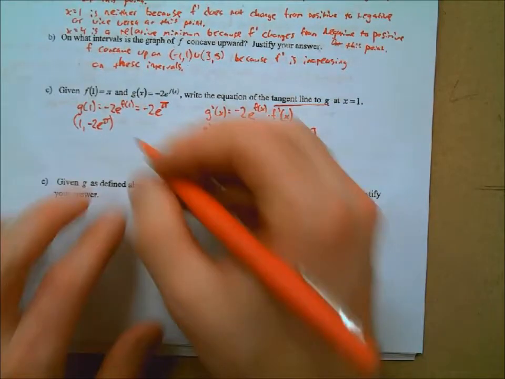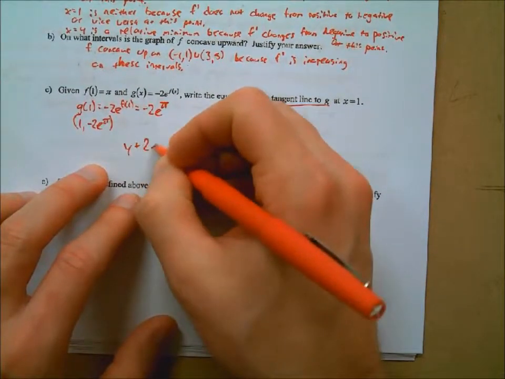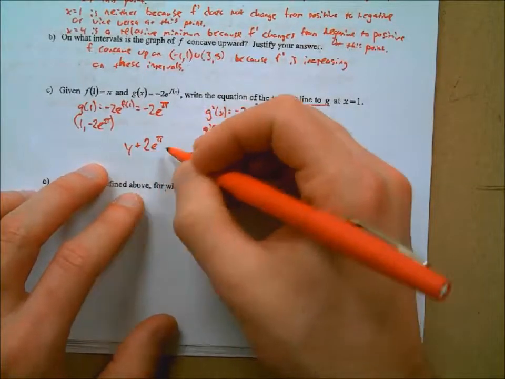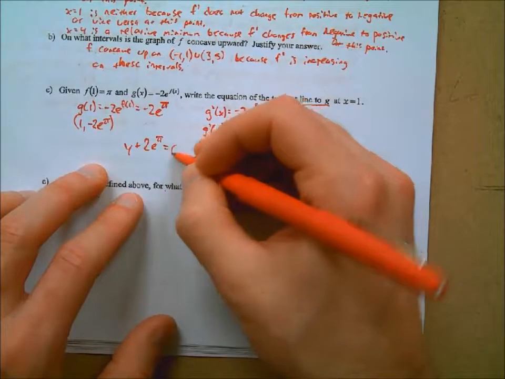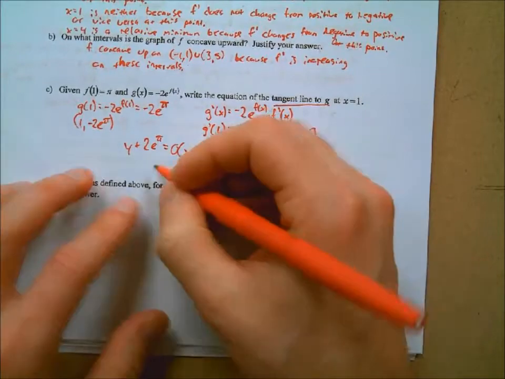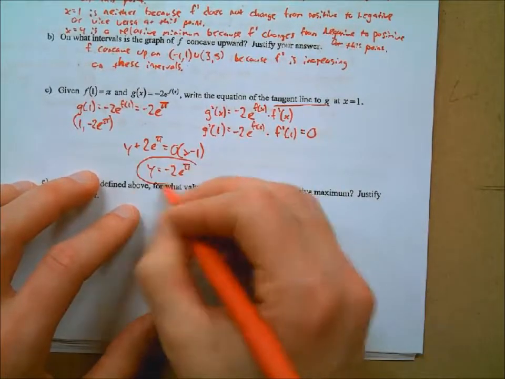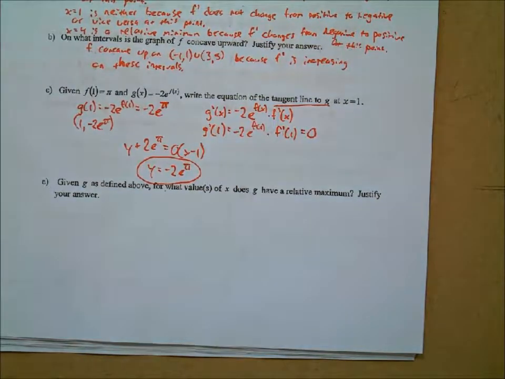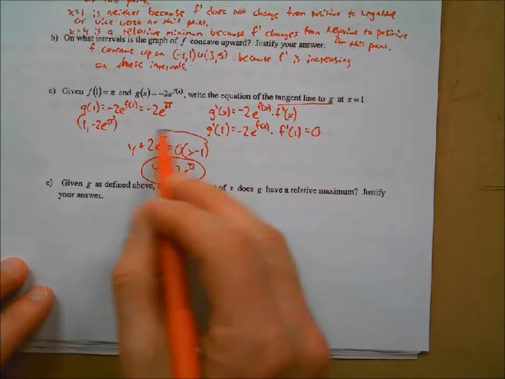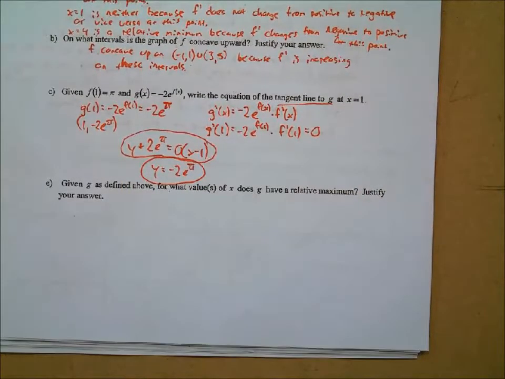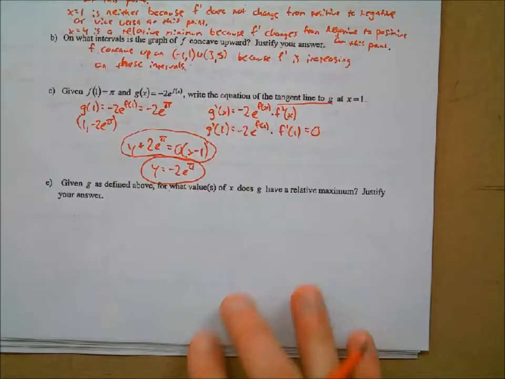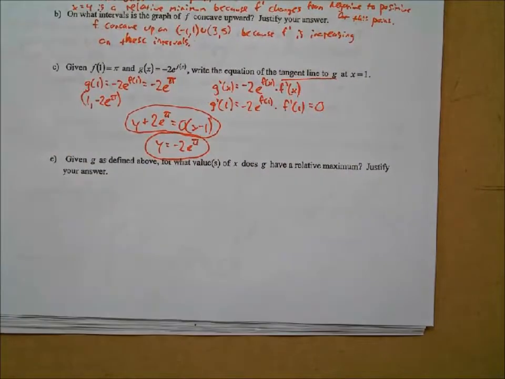And so we have y plus 2e to the pi equals 0 times x minus 1, which in other words is just y equals -2e to the pi. Okay, so that's a horizontal line that goes through the number -2e to the pi there. You could also circle this too. This is fine as well. Right, that's also okay.